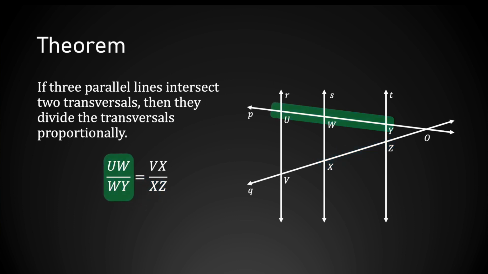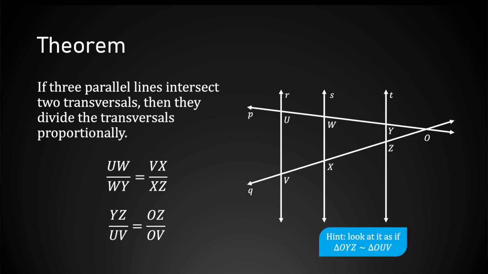UW and WY are both parts of line P, and VX and XZ are both parts of line Q. The parallel lines are also divided proportionally. So for instance, YZ over UV equals OZ over OV. Pause the video if needed and see if you could figure out how these four segments relate to each other. As a hint, we're talking about this because of similar triangles. And in this diagram, triangle OYZ is similar to triangle OUV.